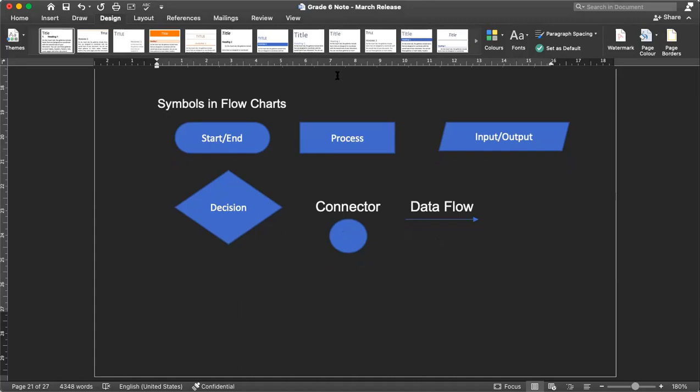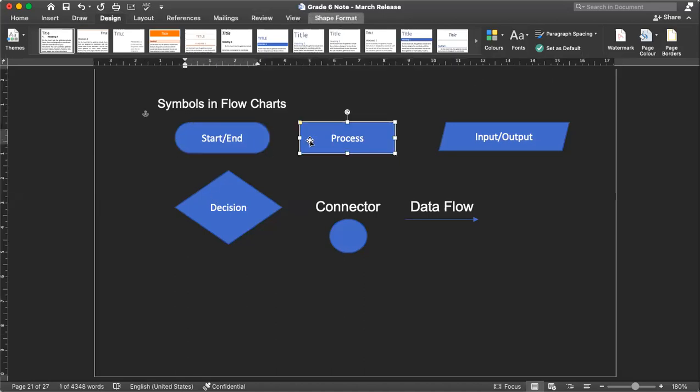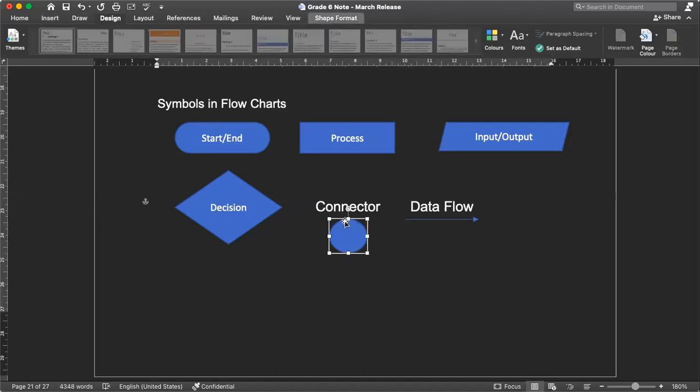I'll explain the other part next. These are the symbols in a flow chart. Start and end will be a rounded rectangle, and a rectangle for process. Input and output use a parallelogram. Decision uses a diamond. Connector uses a circle. That is not there in your syllabus.